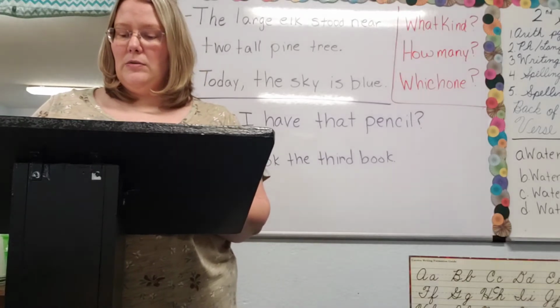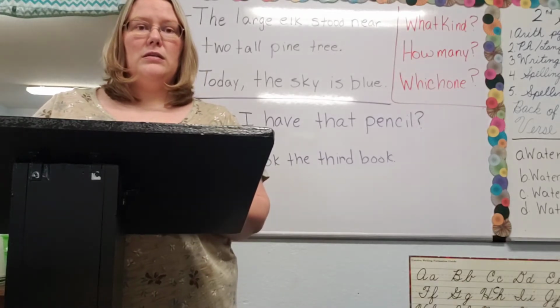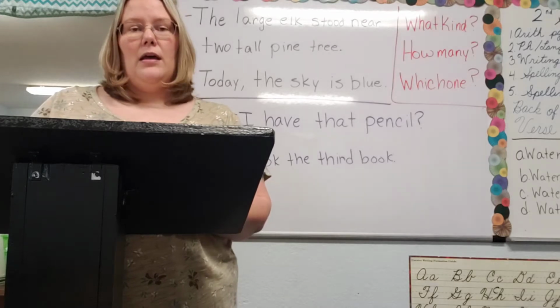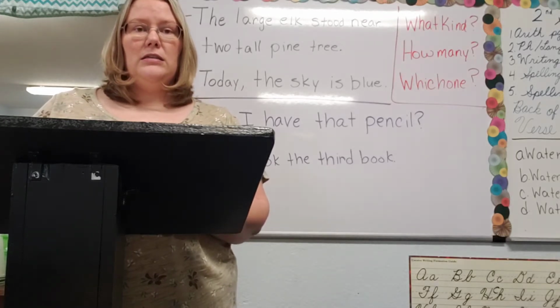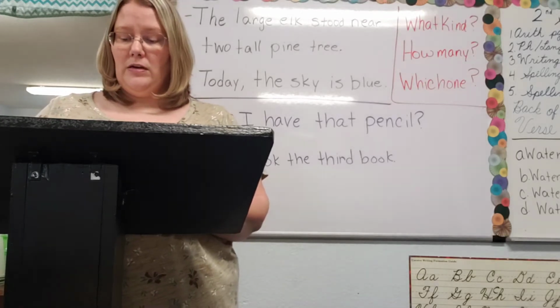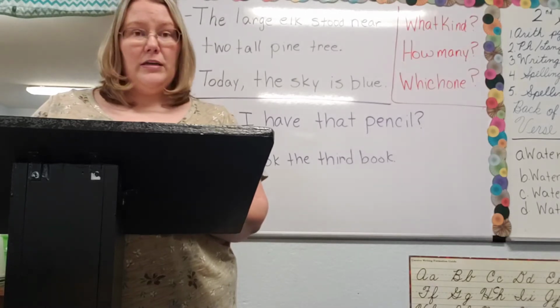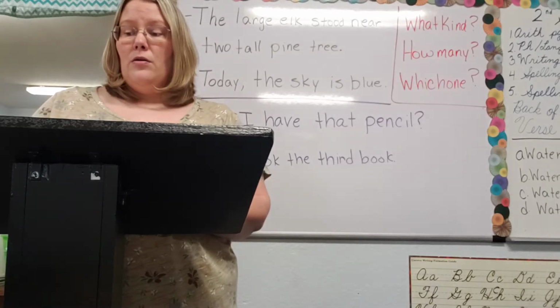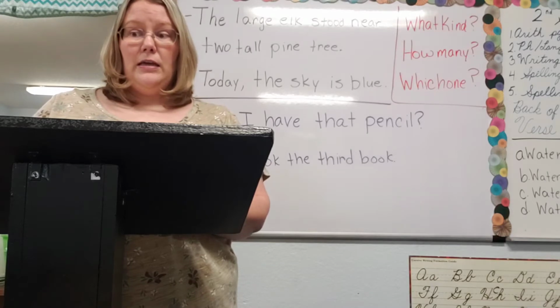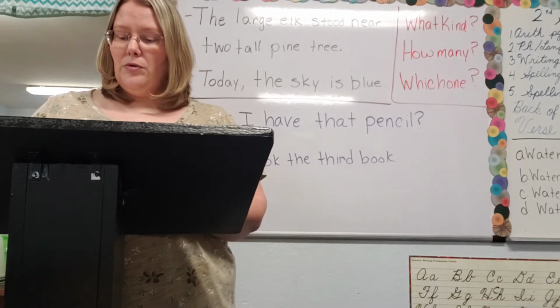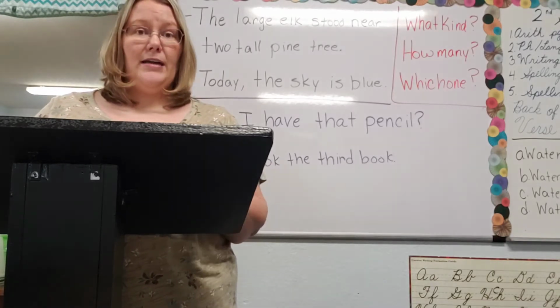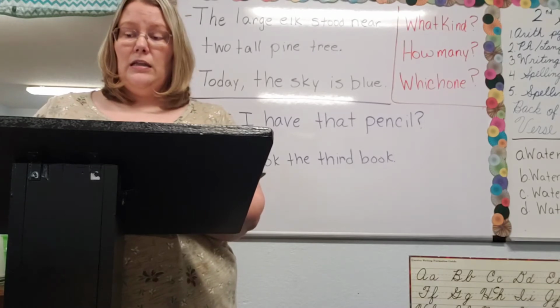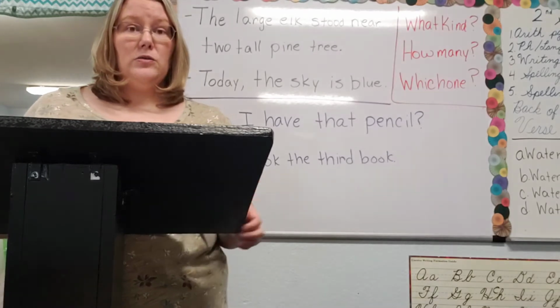Yesterday we started talking about adjectives. An adjective is a word that describes a noun. A noun is our person, place, or thing. An adjective answers two questions we've talked about so far, which is what kind and how many. We're going to add another question later. We're going to go over an example on the board so that we can find our adjectives in our sentence. And then we're going to learn our next question.